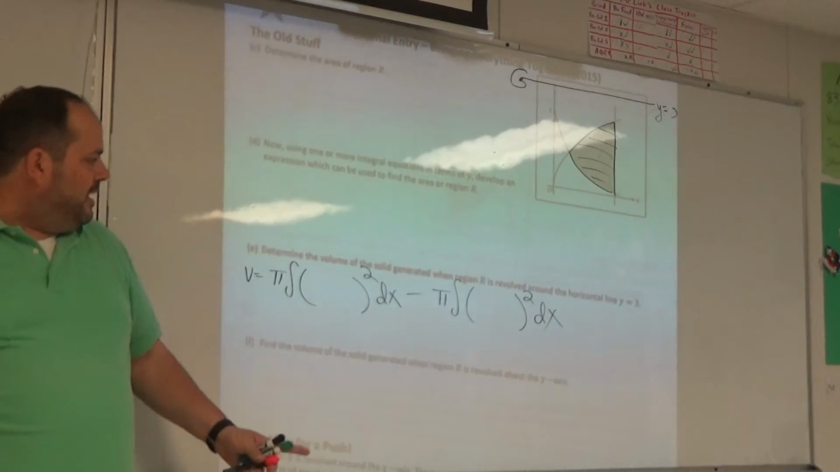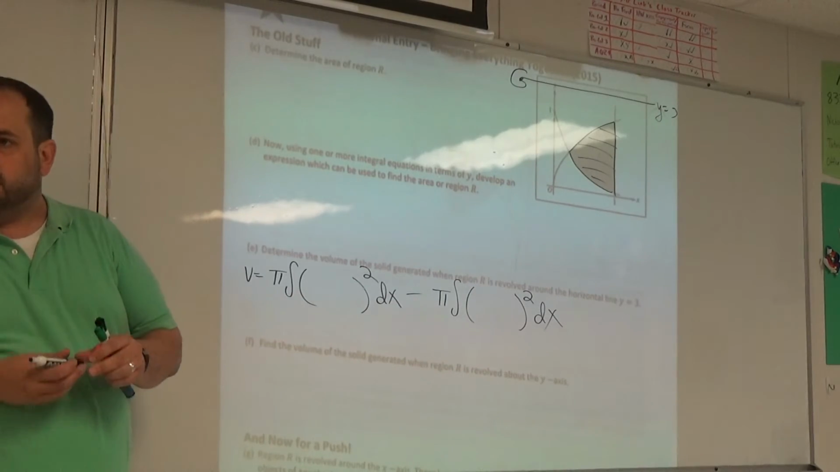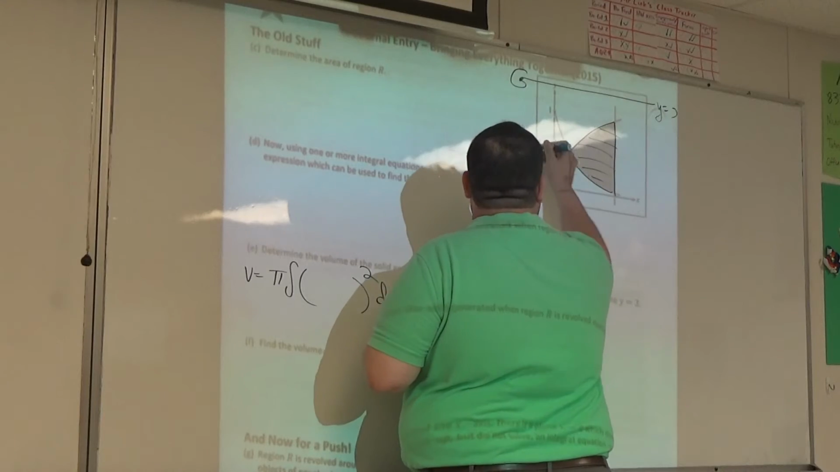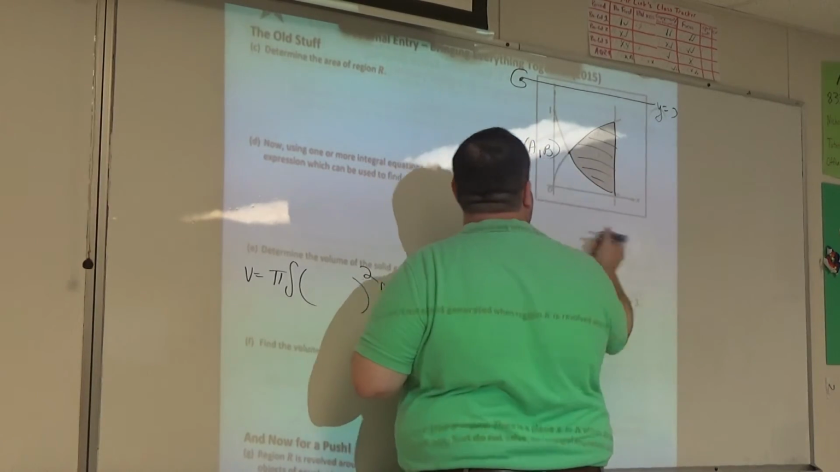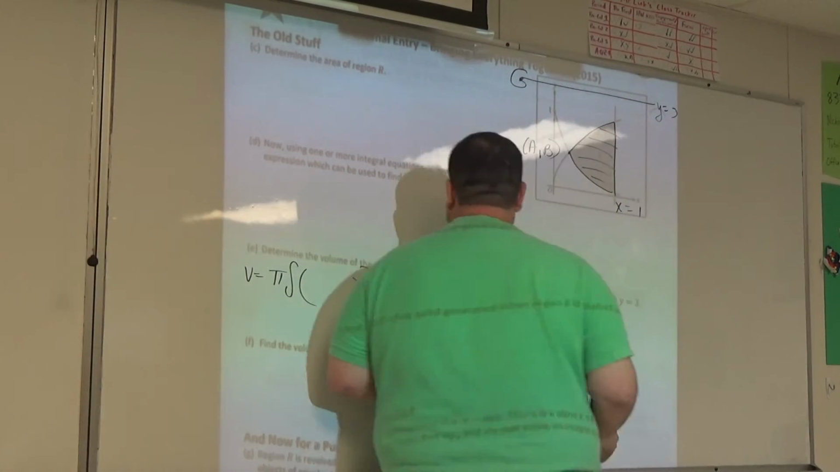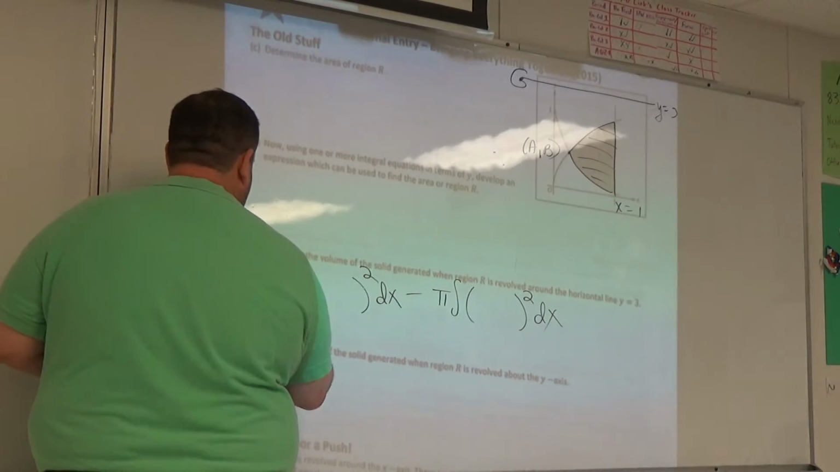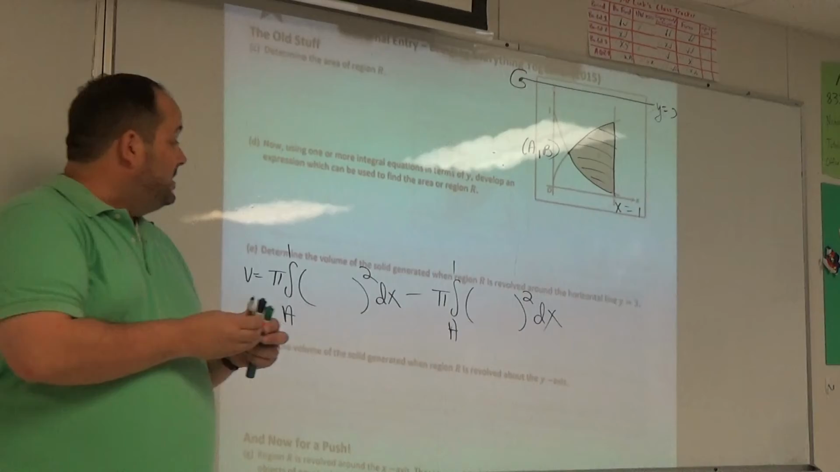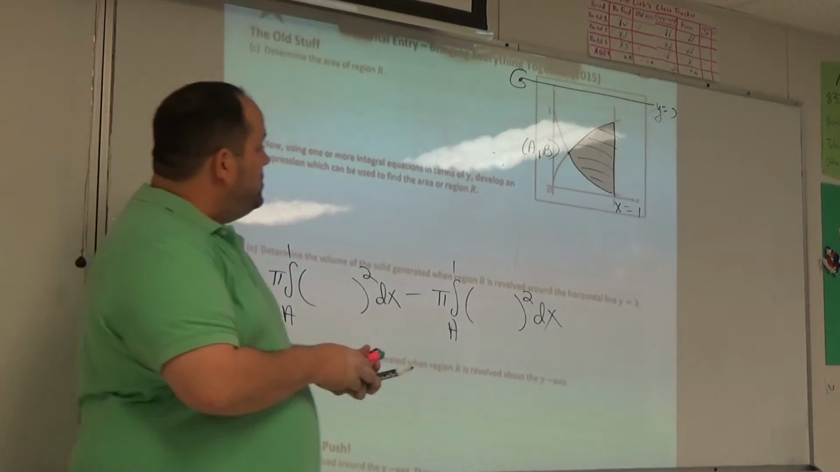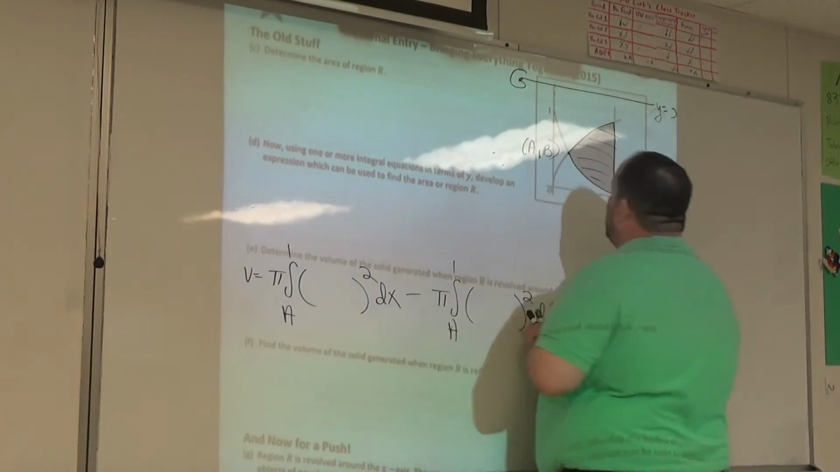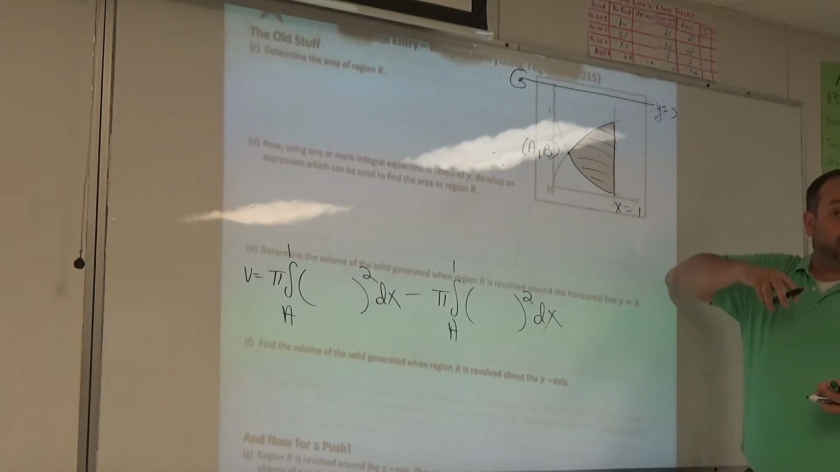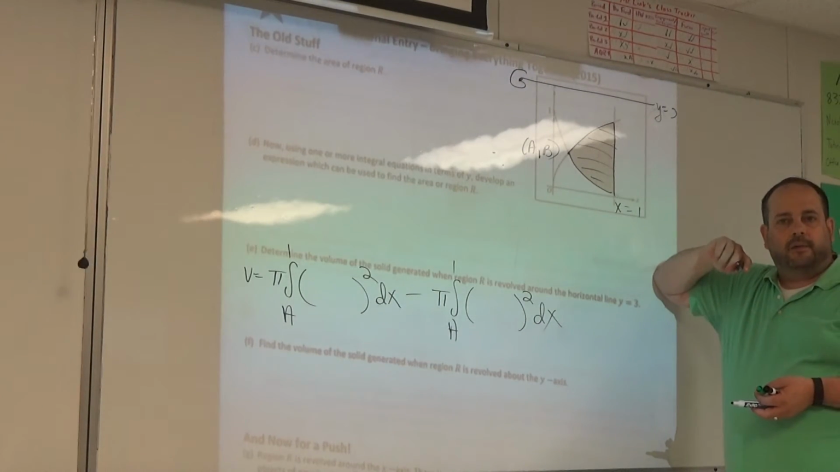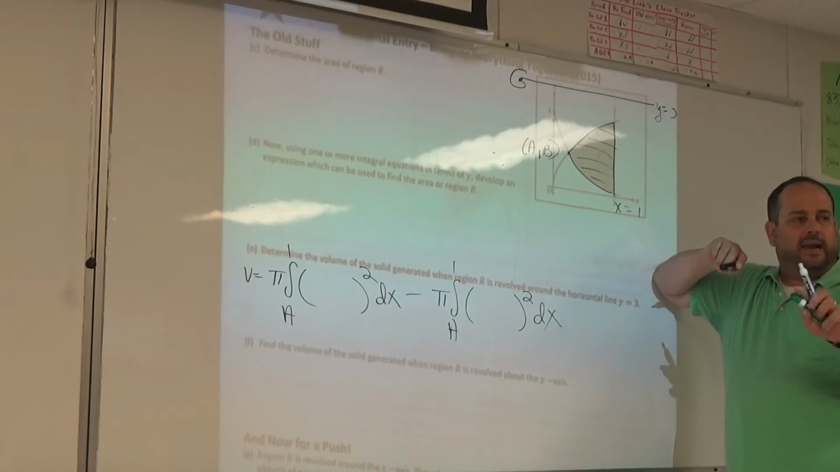All I need to know from all the folks in the room, what are my limits of integration? We've already identified that this is the point a comma b, and here's x equals 1, so I'm going to go from a to 1. Now the tough part, if we're doing hollow, I need big R and I need little r. How do we find big R?